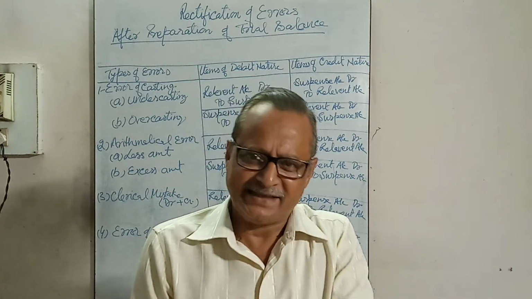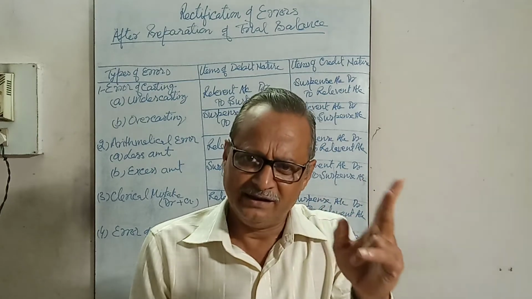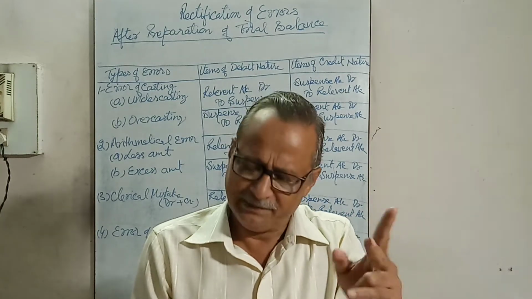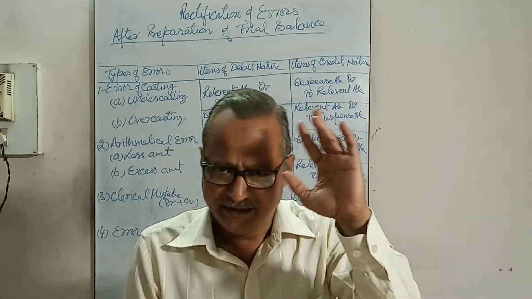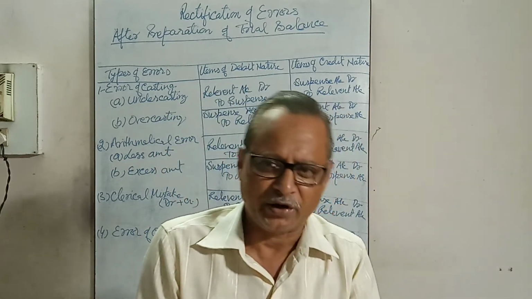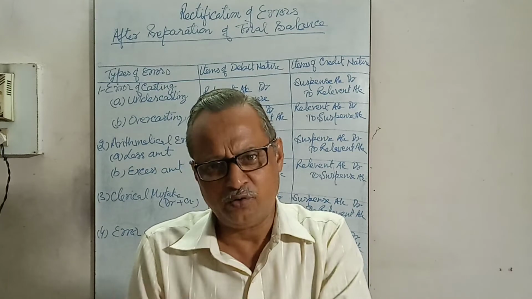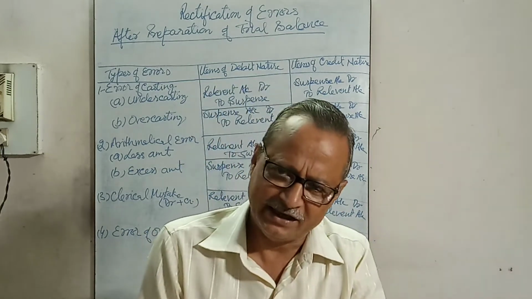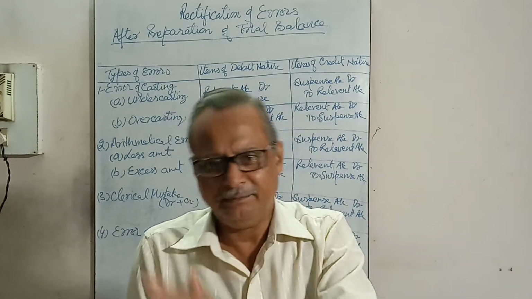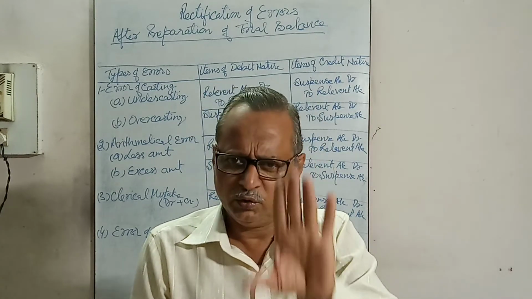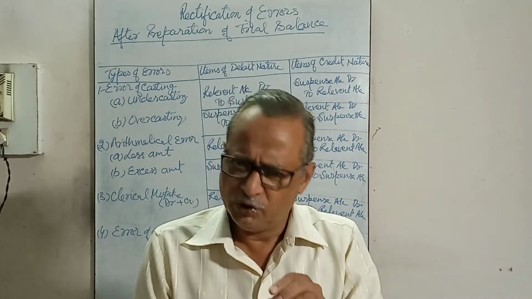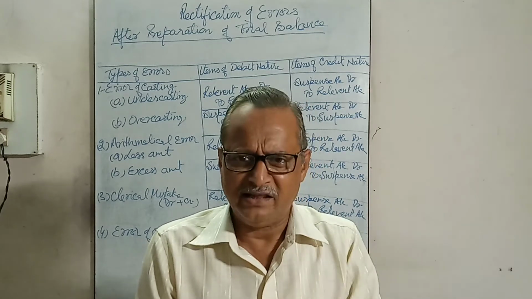In place of sales, we will write the profit and loss adjustment account. In place of the name of expenses, we will write the profit and loss adjustment account. In place of the name of the income, we will write the profit and loss adjustment account. That is the only thing. So first you learn how to rectify the single-sided error.